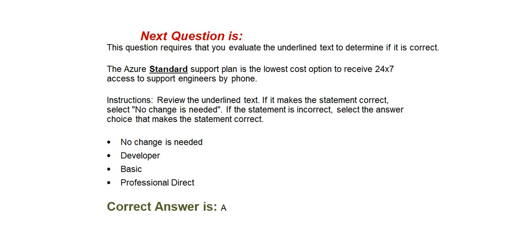Next question is, this question requires that you evaluate the underlying text to determine if it is correct. The Azure Standard Support Plan is the lowest cost option to receive 24/7 access to support engineers by phone. Instructions: review the underlying text. If it makes the statement correct, select no change is needed. If the statement is incorrect, select the answer choice that makes the statement correct. Option A, no change is needed. Option B, developer. Option C, basic. Option D, professional direct. Correct answer is option A, no change is needed.